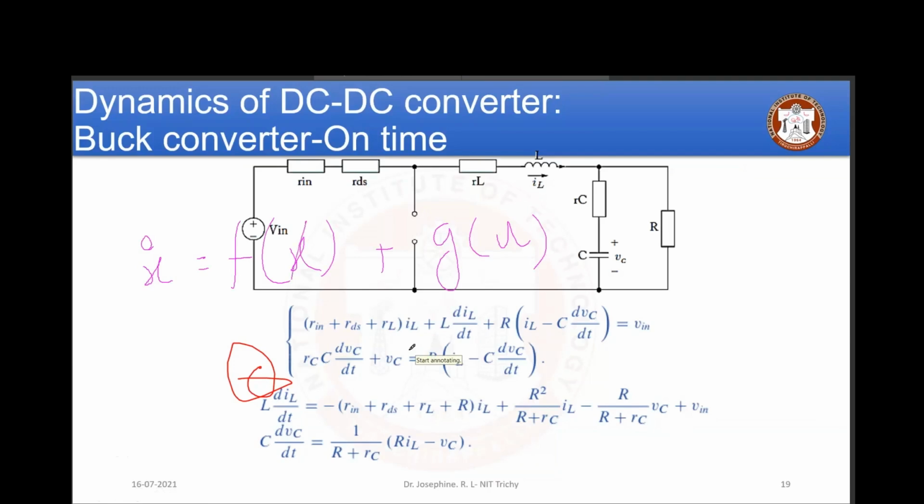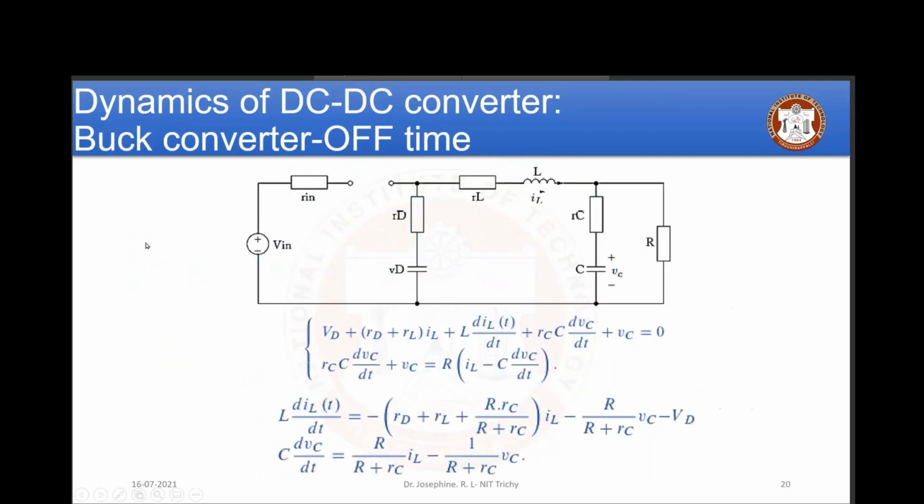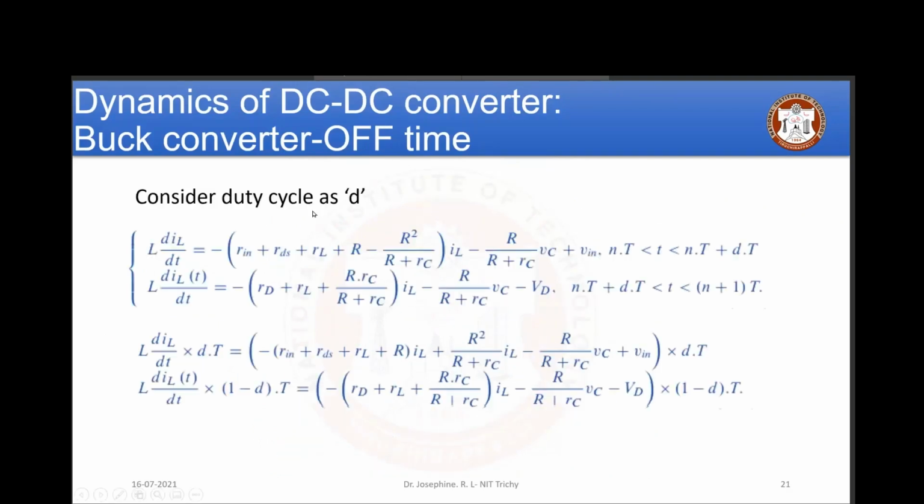Here my x has two states, IL and VC. So this is my IL and this is my VC. This is my other state variable. Similarly, dVc by dt is also a function of IL and VC. So I have obtained this. Now, consider duty cycle as D.